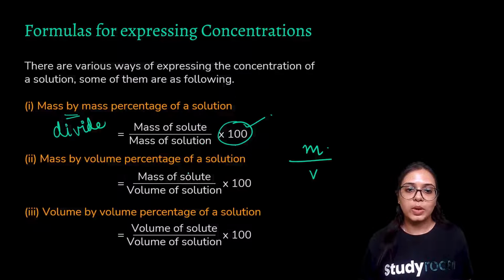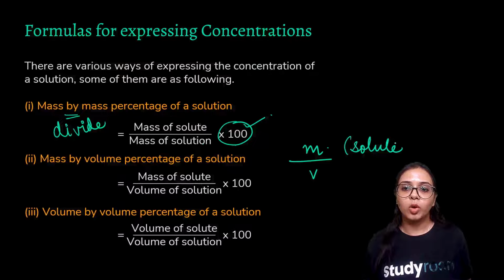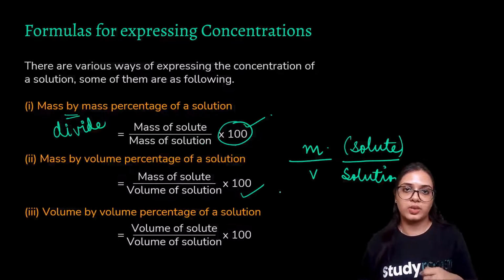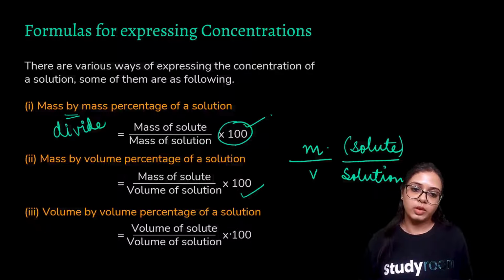Then there is the mass by volume percentage, where you are taking the mass of the solute and dividing it by the volume of the solution. And then again, because you have to obtain a percentage, you are multiplying it by 100. And there is the volume by volume percentage. So you are taking the volume of solute, dividing it by the volume of the solution, and then multiplying it by 100.